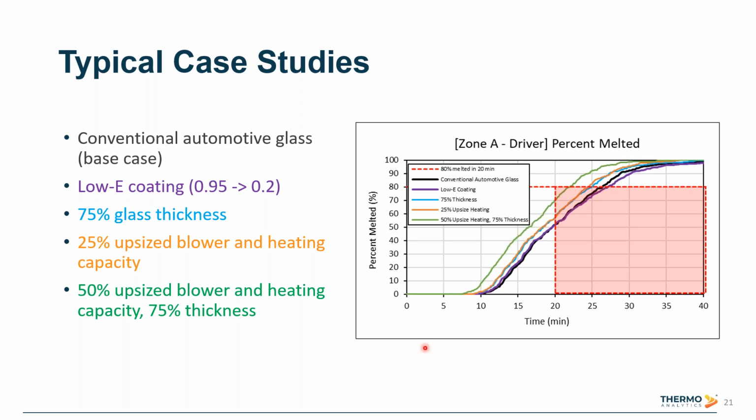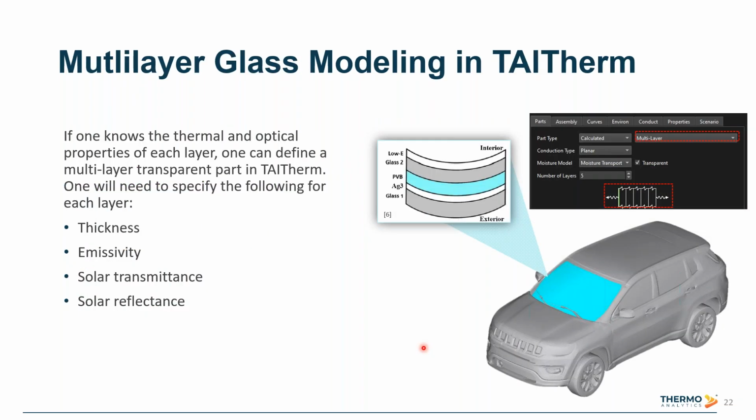So the important thing to point out here, with this workflow, is that we can go through a lot of these cases quickly, and we have the ability to modify a lot of our key inputs. Now, the other key input where TAITherm adds a lot of value is in the glass modeling capabilities. So if we know the thermal and optical properties of each layer within the glass, we have the ability to define a multi-layer transparent part in TAITherm. So for defrost, we can use TAITherm to predict thermal differences between various glass types and the effect it has on defrost.